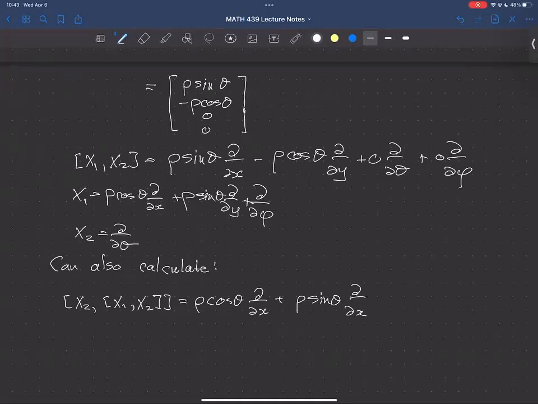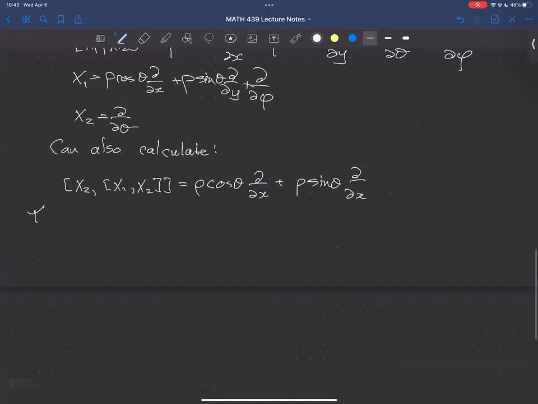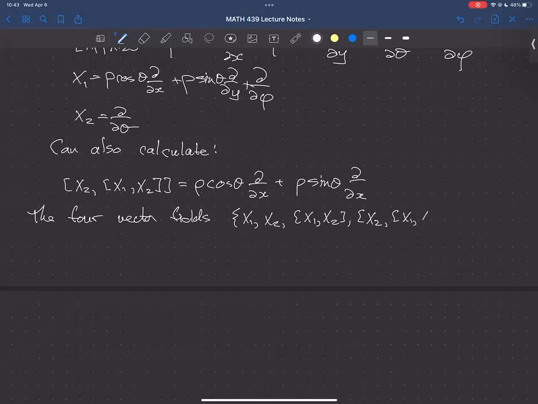Now, why did I do that? Well, the observation that you make here is that these four vector fields, x1, x2, the Lie bracket of x1 and x2, and the Lie bracket of that with x2, are linearly independent. By that I mean they're linearly independent when I evaluate them at each q in Q.